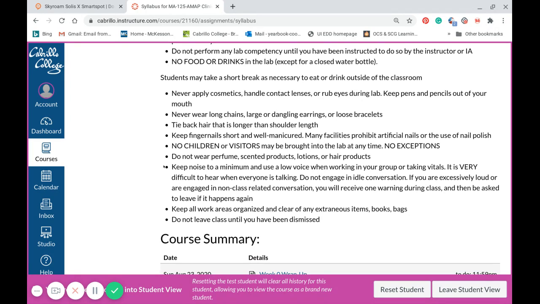This is really important, keeping noise to a minimum and using a low voice when working together in your group or taking vitals. As you'll see, it's very difficult to hear blood pressures when everyone is talking around you and making chit chat or idle conversation. Okay, so if anybody is having an issue with this, we'll definitely have to warn you and then possibly ask you to step out until you can keep your conversations to a minimum.